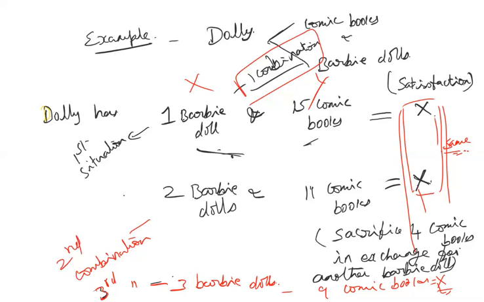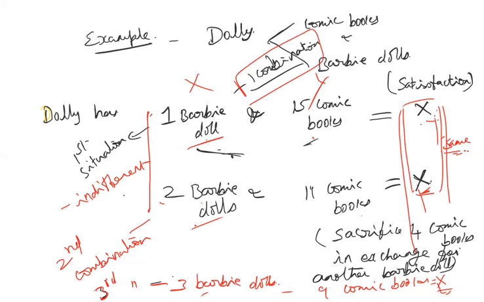Now let us take the first two combinations. Since one Barbie doll and 15 comic books, and two Barbie dolls and 11 comic books, are both giving the same level of satisfaction, Dolly doesn't mind picking up either the first one or the second one, isn't it? As long as the satisfaction remains the same, the consumer doesn't mind picking up any one of the combinations of two goods. So that's why the consumer is indifferent. Dolly is indifferent here. She doesn't mind either combination 1 or combination 2.